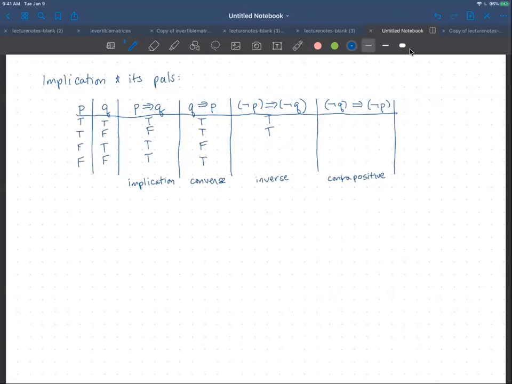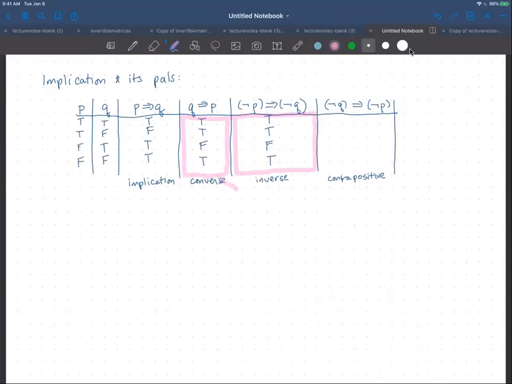Sorry, when they're both true. That's what I meant to say, right? When they're both true, my implication is true. And the only time it should be false is when the premise is true and the conclusion is false. So that means I'm looking for not P to be true and not Q to be false, which means I want P to be false and Q to be true. And I see here my first logical equivalence: the converse and the inverse are logically equivalent to one another.